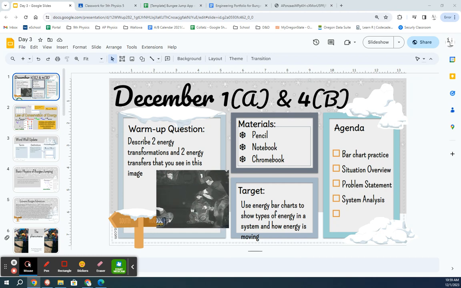So starting off, our warm-up question, again: 2 energy transformations and 2 energy transfers that you see in the image. Again, you should have completed this by now. We see a lot of different things happening. The baseball is being thrown. The bat hits it. When the bat hits the baseball, we can see that there is a lot of transfer of energy from the bat to the ball.